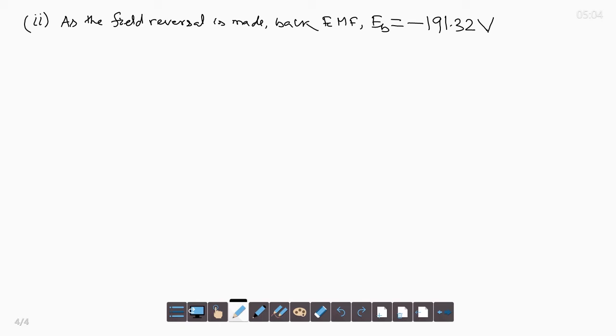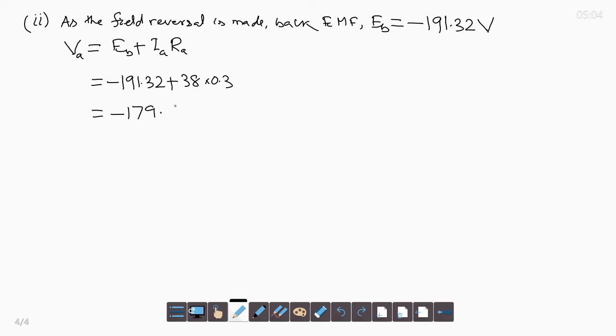So, apply the KVL. What is the converter voltage VA? That is EB plus IA RA. You apply the KVL, you will find this. EB is now minus 191.32, IA is 38 and RA is 0.3. So, you find out VA, it is minus 179.92 volt. Now, VA, the output voltage of the converter, is 2 into root 2 Vs by pi cos alpha. So, what is cos alpha?